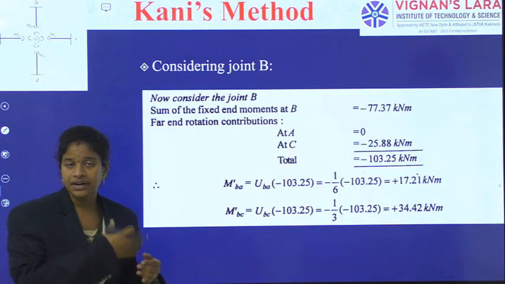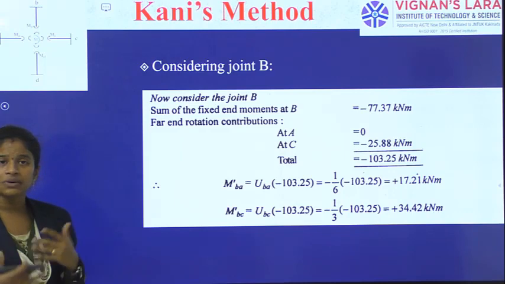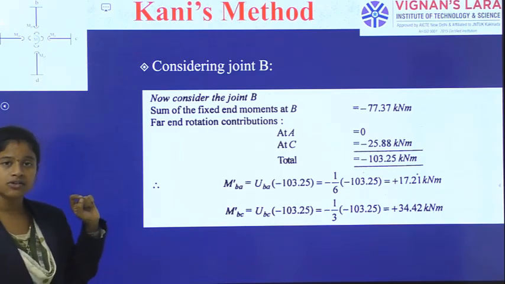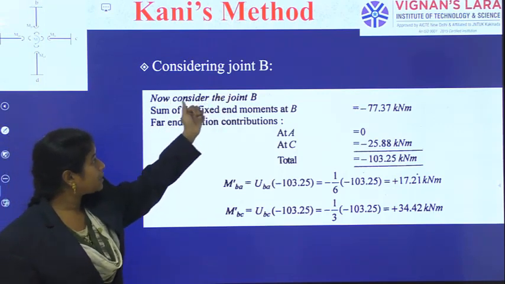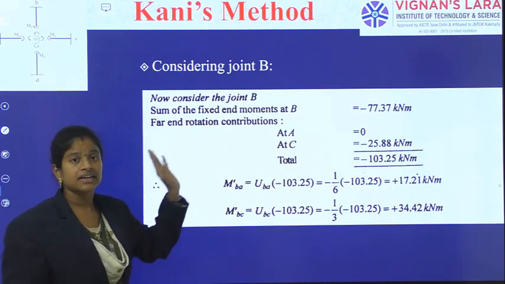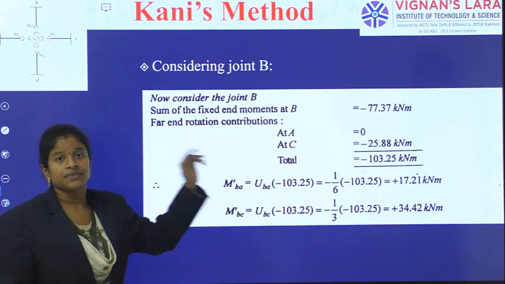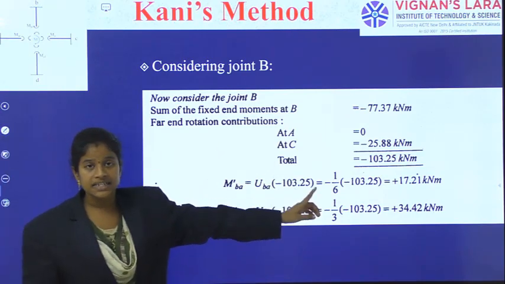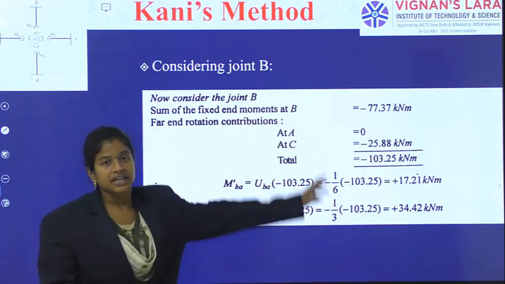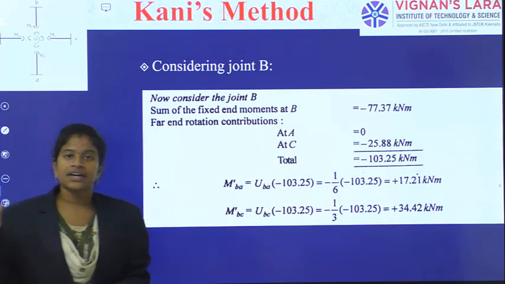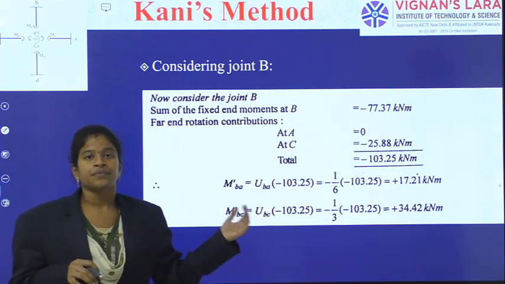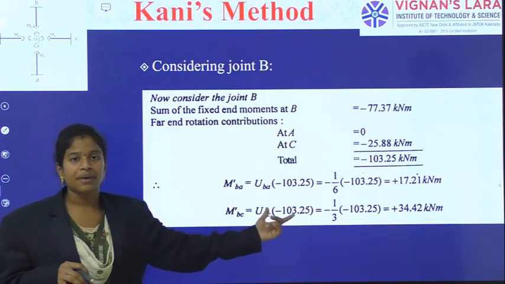Now again I am repeating for the next cycle. How many cycles we do, that much accuracy we will get, only for the decimals. So again joint B: sum of the fixed moments at B and rotation contributions of the farther end, at farther end A, at farther end C. At farther end A is 0, at farther end C towards B is the quantity just now we have got from the previous step, minus 25.80. Summation of all these things will give us the quantity in the bracket.